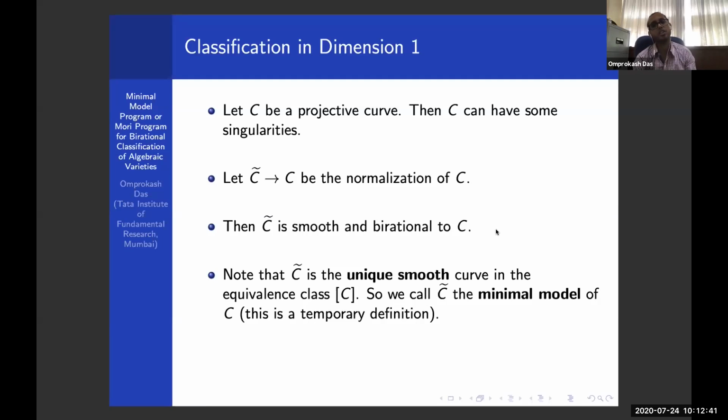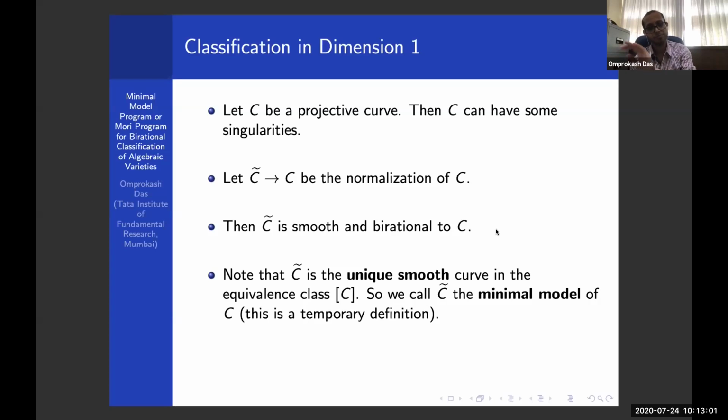So we simply call this the minimal model, I mean, the minimal model in the equivalence class of C. Of course, this is a temporary definition. We're going to have a very specific definition of minimal model later. So for a curve, we are done in dimension 1, in this sense that we want to find a minimal model, and in this case, C tilde is actually smooth.